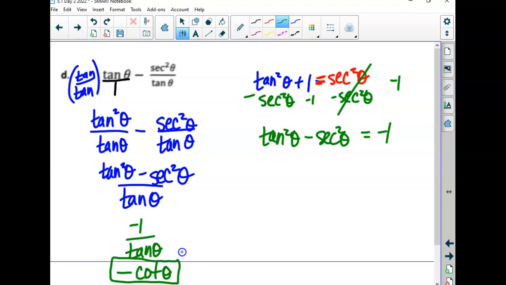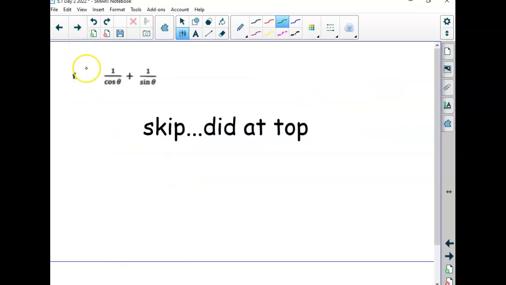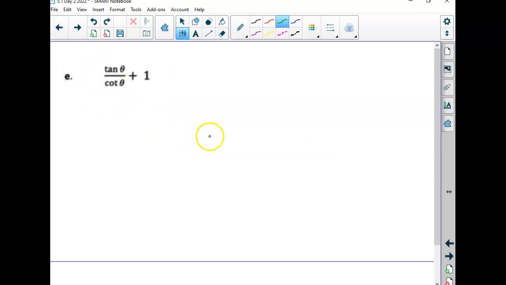All right, I think we're finally on the last one. Because I think we're going to do E, and if you look, isn't F exactly the same as one we did at the top, like maybe A or B or something? It was B, so we're going to skip that one. I don't think we need to do it twice. Okay, what about E? What do you want to do here?